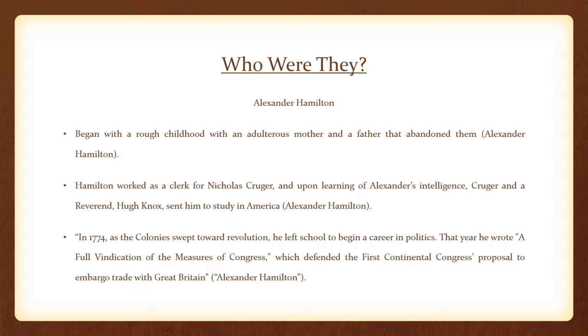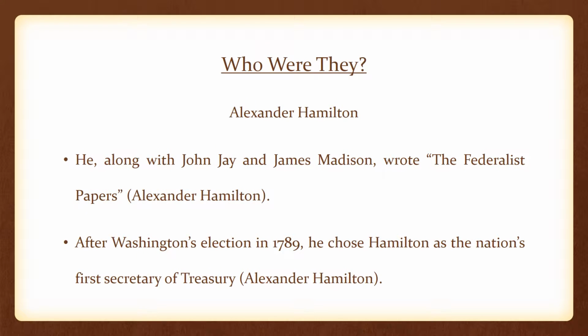That year he wrote A Full Vindication of the Measures of Congress, which defended the First Continental Congress's proposal to embargo trade with Great Britain. Hamilton, along with John Jay and James Madison, wrote the Federalist Papers. After Washington's election in 1789, he chose Hamilton as the nation's first Secretary of the Treasury.